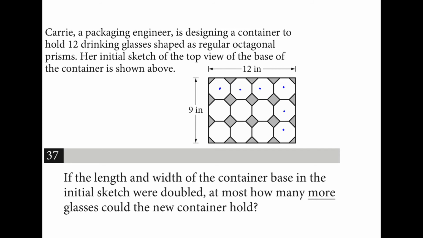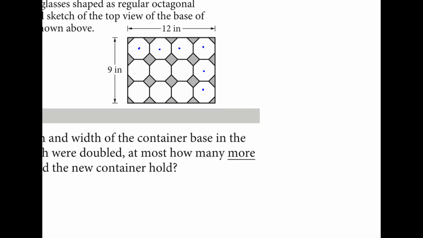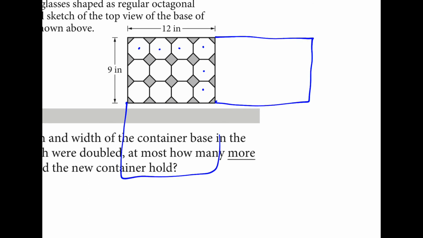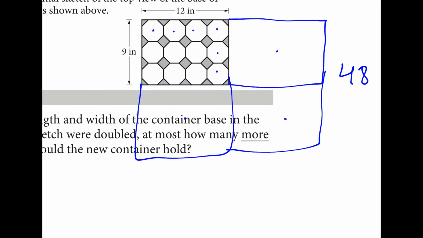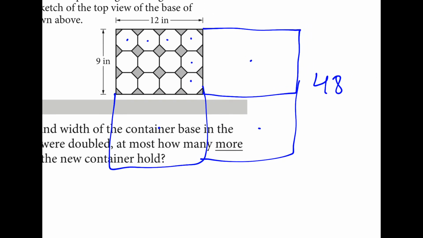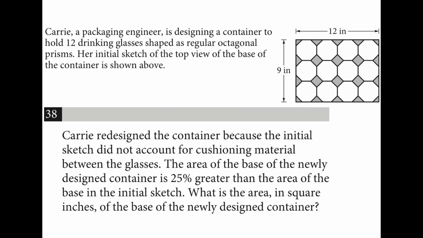They're telling me that the length and width of the container base are doubled. So another 12 inches this way, another 9 inches this way. If you look, I now have that original box over here, and over there. So those 12 glasses are multiplied by 4, and I now can store 48. But they want to know how many more. So there's an additional 12 here, an additional 12 here, an additional 12 there. The answer is 36.